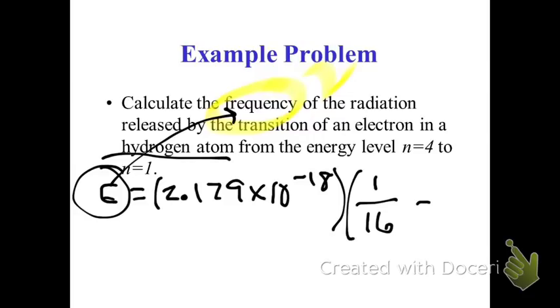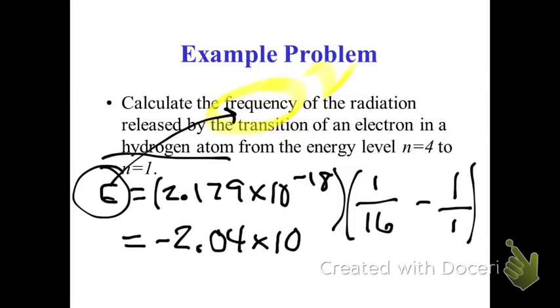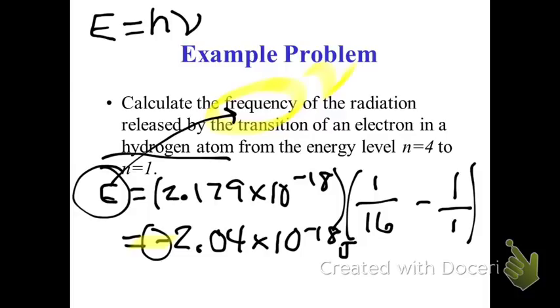So 1 over 4 squared is 1 over 16, and 1 over 1 squared is going to be 1. So I'm going to first plug it in to get my energy, which I get a negative 2.04 times 10 to the negative 18th joules. Now, that tells me energy is released. And I expected energy to be released. It made sense. It dropped energy levels. However, when you go to calculate frequency, you need the equation that relates energy and frequency, which is this one.